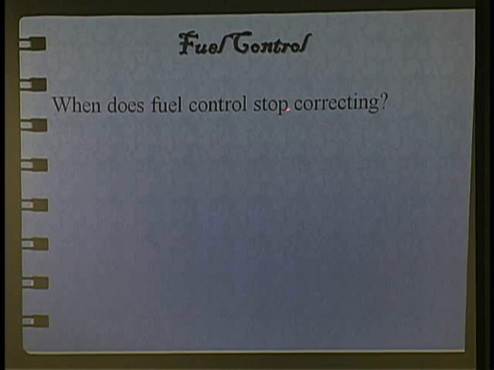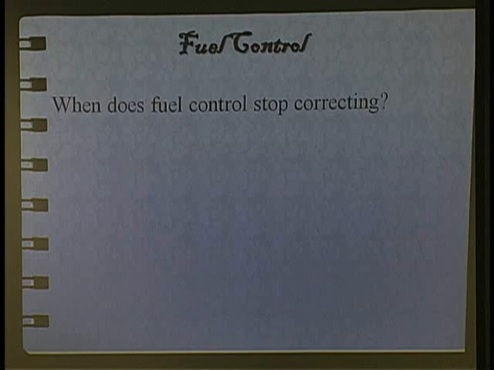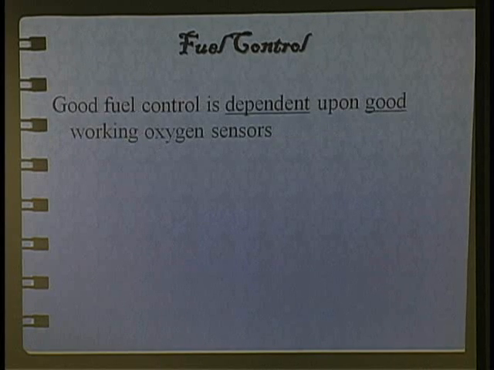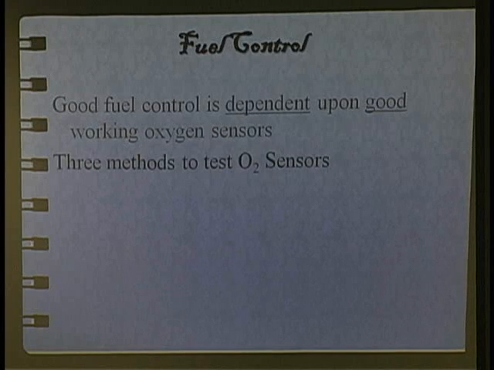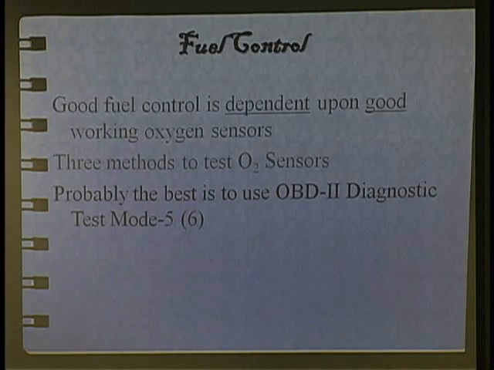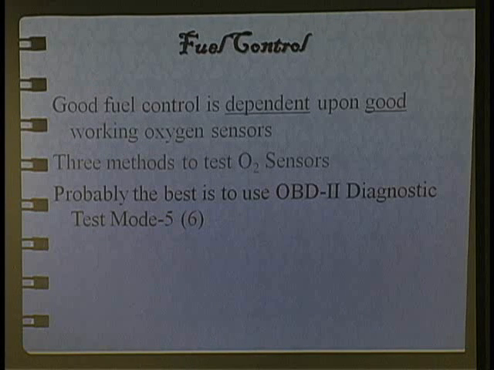So when does long-term stop correcting? When does short-term stop correcting? The system stops correcting when the oxygen sensor returns to normal. Good fuel control is dependent upon good working oxygen sensors. There's 3 methods to test oxygen sensors. Probably the best is diagnostic test mode 6, whether you agree or not.